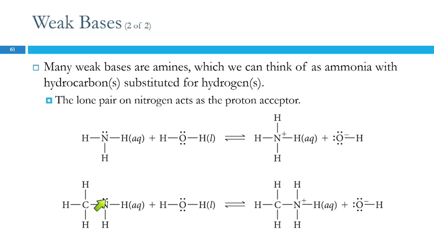Again, the lone pair on the nitrogen can take the hydrogen ion. Then this is protonated and it has a positive charge. And then this is left, the hydroxide with a minus charge. Any questions about that? So these nitrogen-containing compounds are something you've not really seen before except for ammonia.